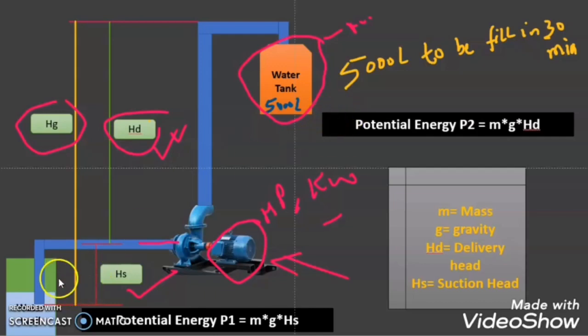So what is the potential energy at this water well and at this water tank? We will discuss it later. This water tank has a capacity of 5,000 liter, and our desire is to fill this water tank within 30 minutes. We have to select a pump in such a manner that this 5,000 liter water tank will fill within 30 minutes.